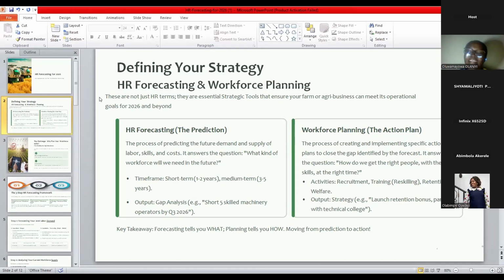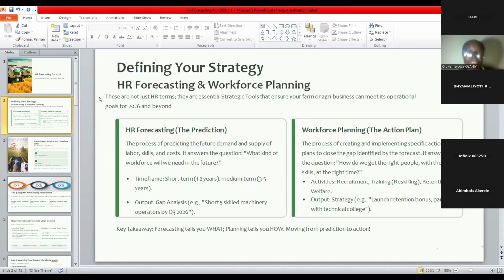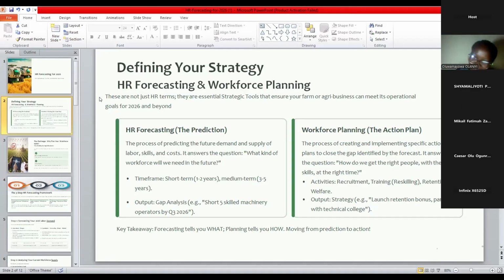Then workforce planning, on its own, is the action plan. HR forecasting is the lens for your thinking, the abstract, while workforce planning is putting it into action. You have thought that in 2026 this is what I want to do, I should be needing this skill and this number of people. Then workforce planning will make you pick up your pen and jotter, or your laptop or phone, to put out the processes of creating and implementing specific action plans to close the gap identified by the forecast. Is everybody getting me now? It answers the question: how do we get the right people with the right skills at the right time?